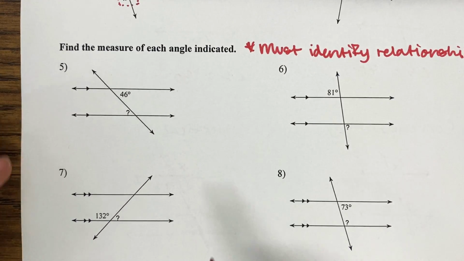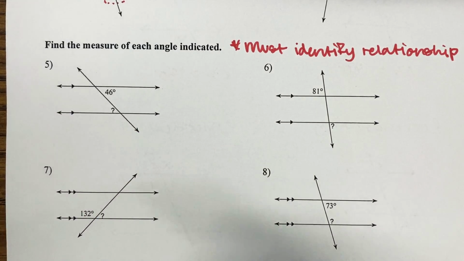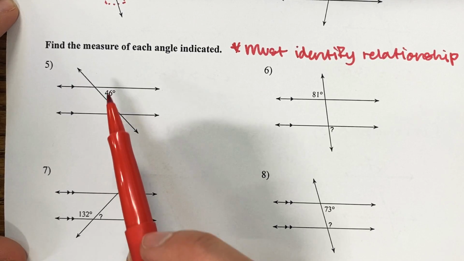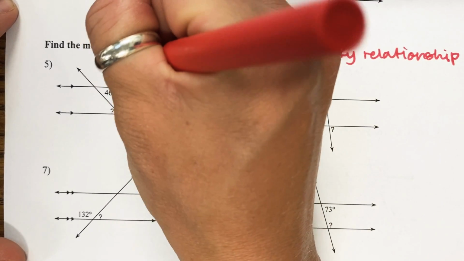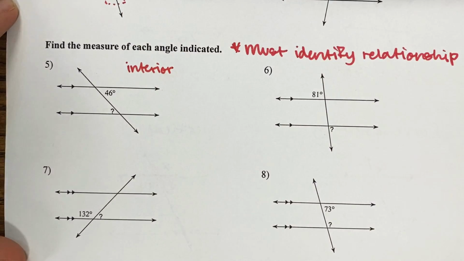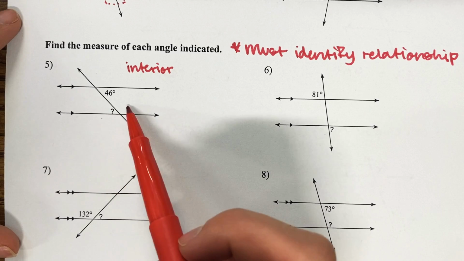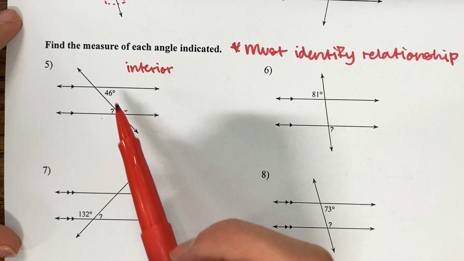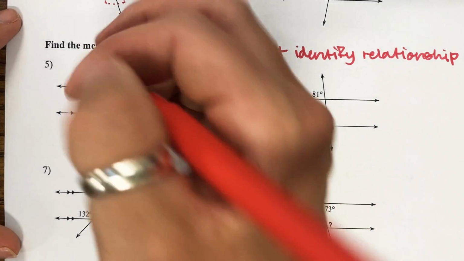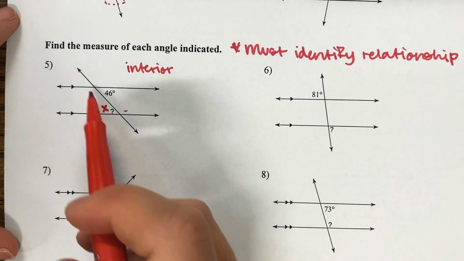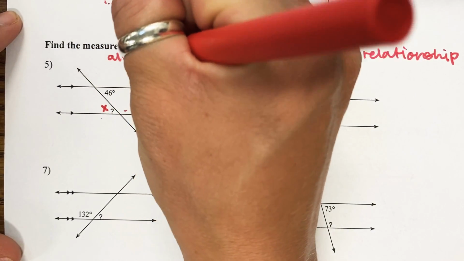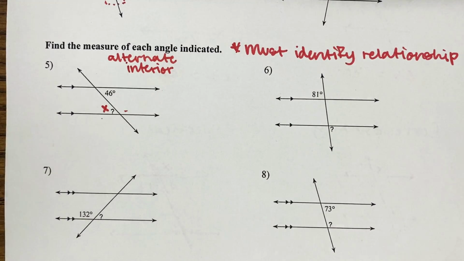Beautiful. Okay, because that's going to tell us what they're equal to, which will then help us find the missing angle. So number 5, what is the angle relationship? Well again, I see that they're both on the inside of my parallel lines. So that automatically tells me interior, something interior. Well, are they on different sides of my transversal or the same side? I see that 46 is on the right side and our question mark, or X, I'm just going to change that to an X, is on our left side. So since they're on different sides, we know it's alternate interior.